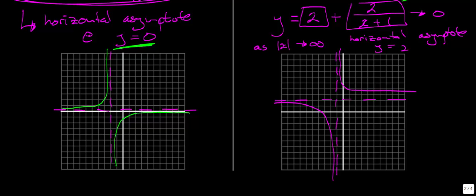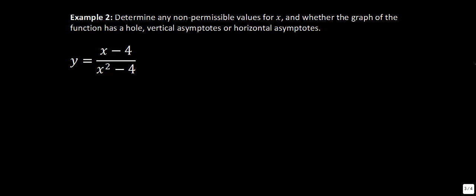Okay, so let's try an example. Example number 2 says, determine any non-permissible values for x, and where the graph of the function has a hole, a vertical asymptote, or horizontal asymptote. The hole and the vertical asymptote are what we covered when we were looking at the first characteristic, and the horizontal asymptote is what we just dealt with.